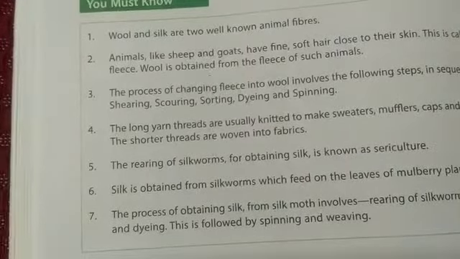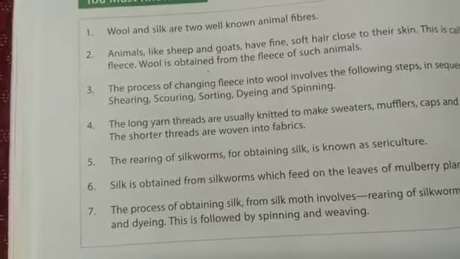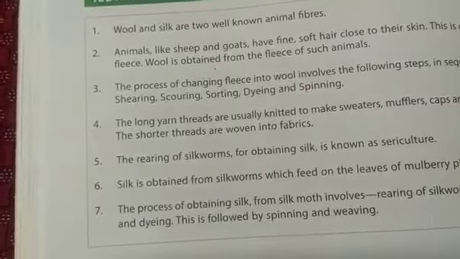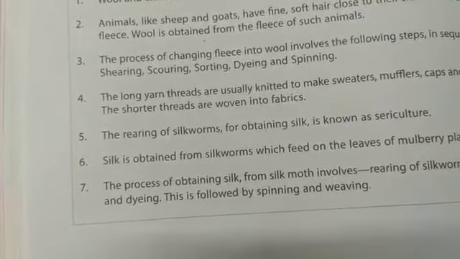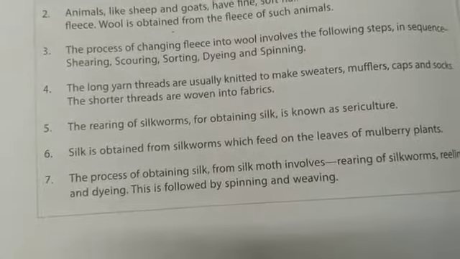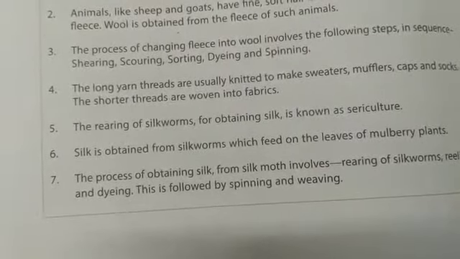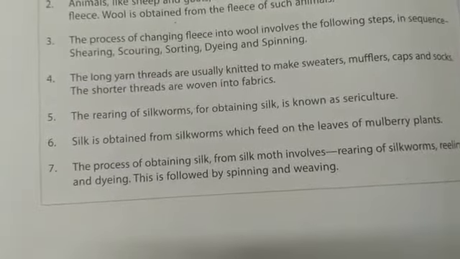The rearing of silkworm for obtaining silk is known as sericulture, and silk is obtained from silkworms which feed on the leaves of mulberry plants. You have to remember that the silk is obtained on mulberry plants. The silkworm depends on mulberry plants to obtain its silk.